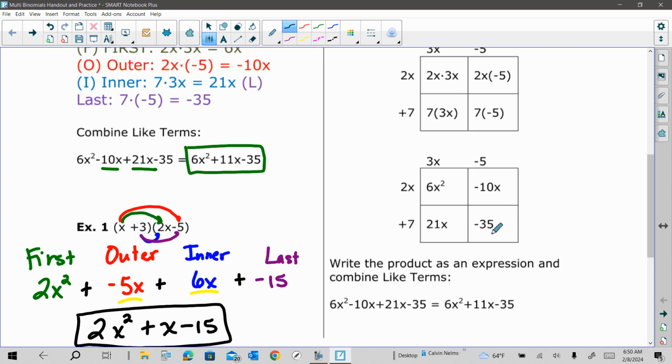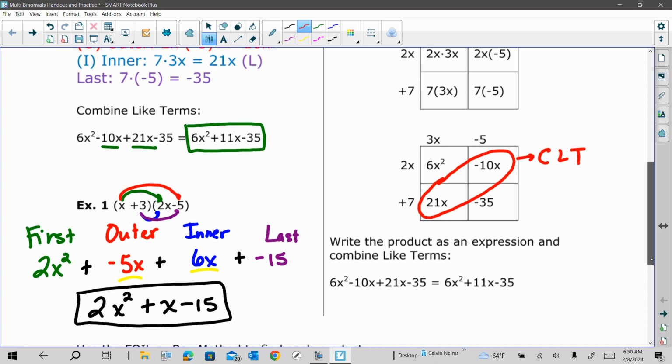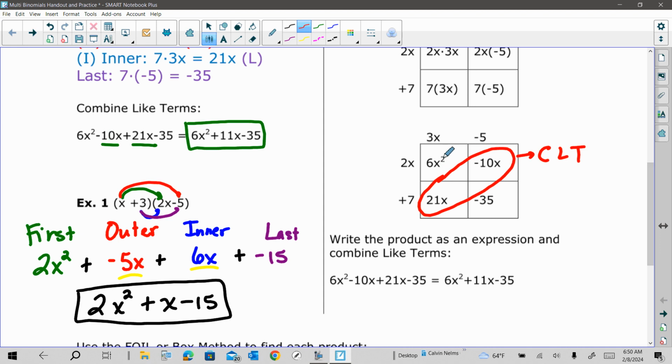So whenever you use the box method, the thing you have to recognize is that your diagonals are where the like terms are. So here, you're going to have to combine like terms to simplify our expression. And so when we write it, we'll start with the highest exponent. That should always be in the upper left-hand box, which is what we have. And then the 11x minus 35. So notice that it gives you the same answer. You're going to get to the same answer.